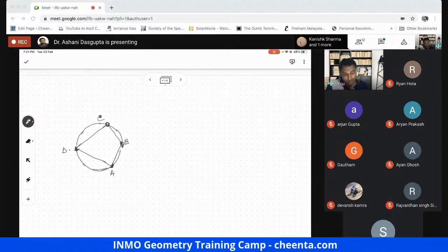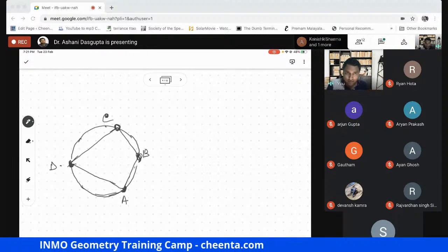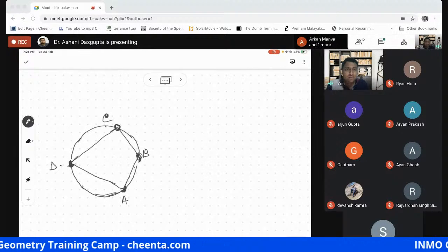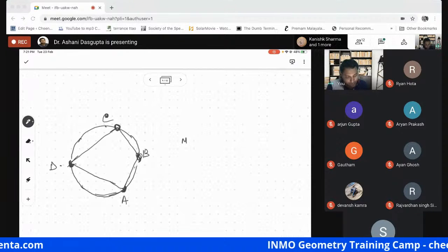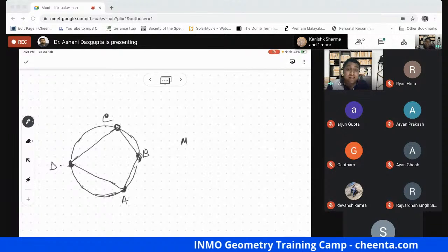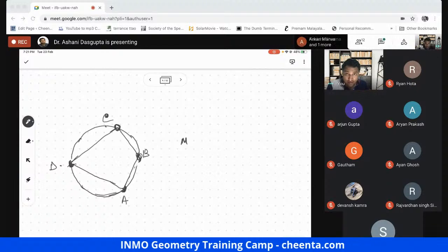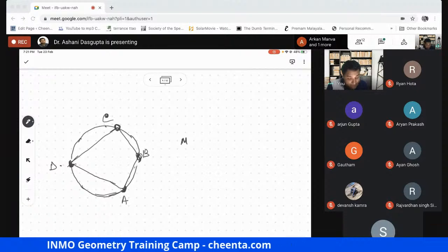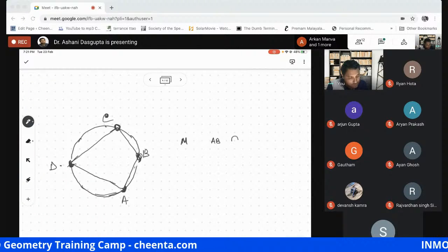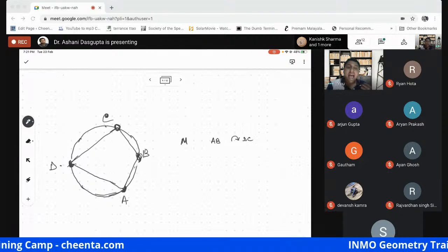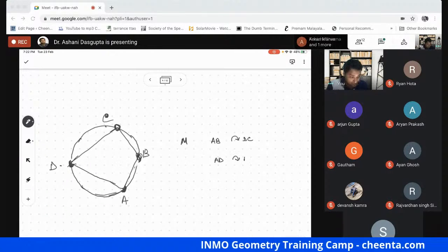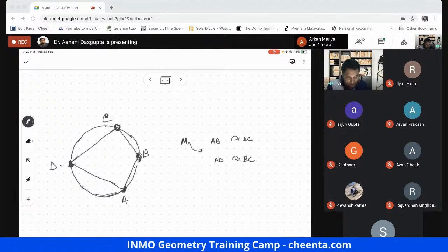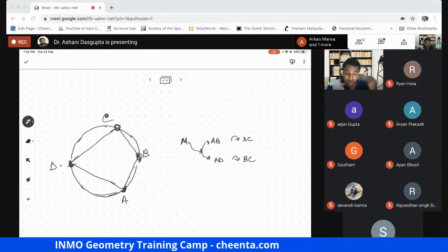Okay, so this is the cyclic quadrilateral, and we want to show that the Miquel point M is the center of spiral similarity that sends AB to DC and sends AD to BC simultaneously. You can think of it in two ways.